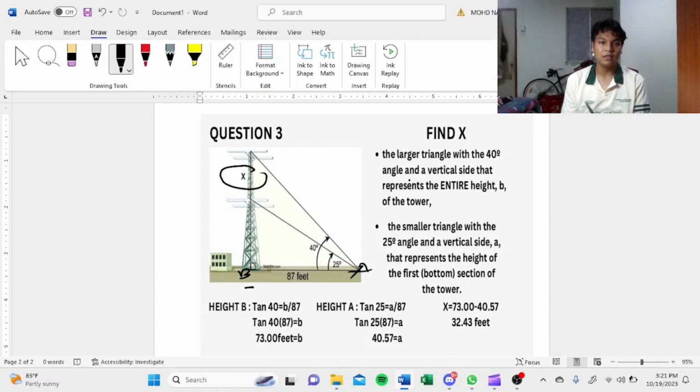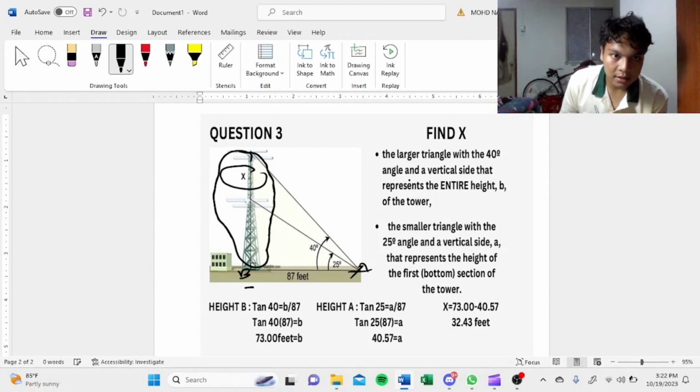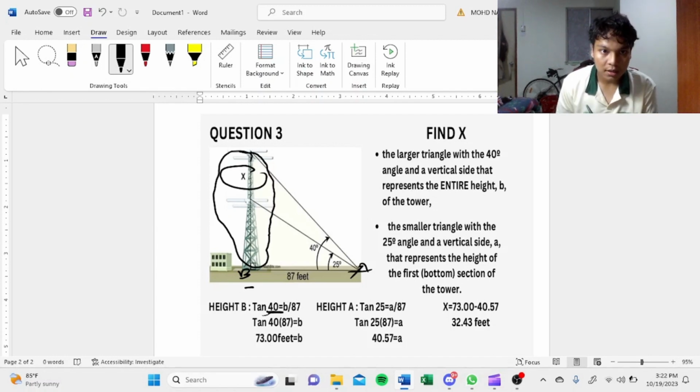First of all, we must find the whole height of this tower. To calculate it, we use tan, but we use 40 degrees, because if we want to calculate the whole height of the tower, we must use the 40 degrees since it is the larger triangle. You can see this is a larger triangle and the other one is a smaller triangle.